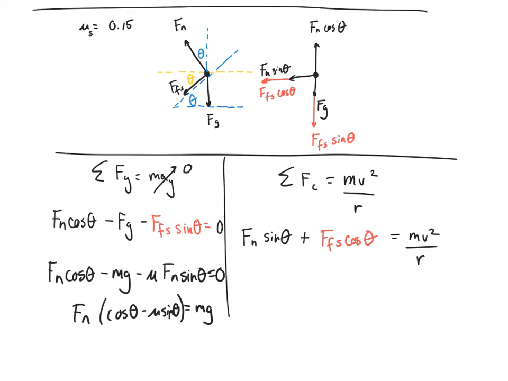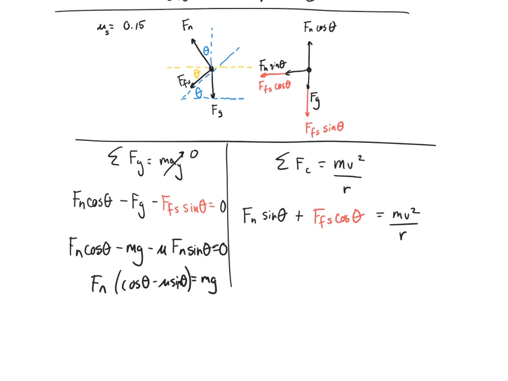Fn comes out here and here. Cosine is left over. Mu sine theta with the negative is left over. I took the mg and moved it over. I did all this in one step. And really, if I knew my algebra well enough, I wouldn't even have shown that work. I would have gone right to the answer for Fn.